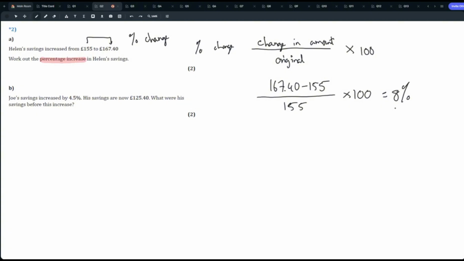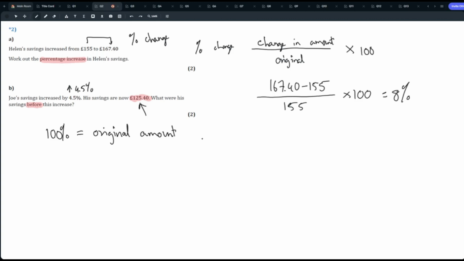Okay, part B. Joe's savings increased by 4.5%, so we're going up by 4.5%. His savings are now £125.40. What were his savings before? Okay, a lot of my students get these types of questions wrong. What they do is they'll find 4.5% of this amount and then deduct it. But that's really not how this works, because for you to do that, you're assuming that this is worth 100%. Okay, but it's not 100%. 100% is our original amount. So this type of question is an original amount type question.